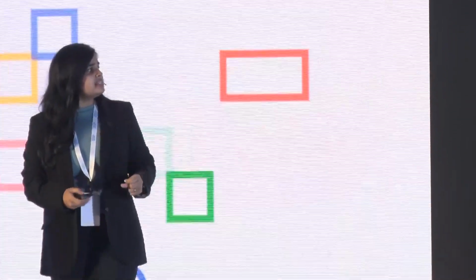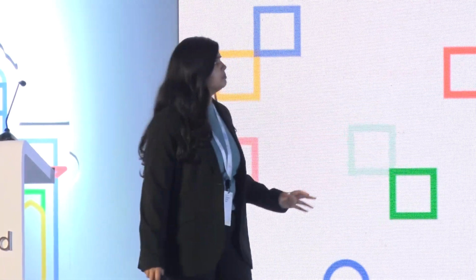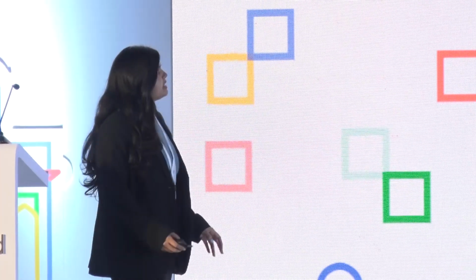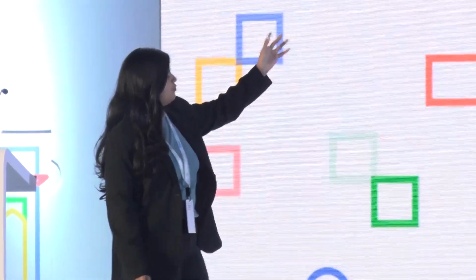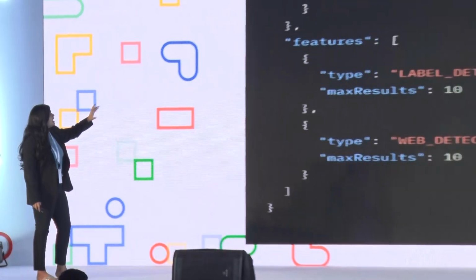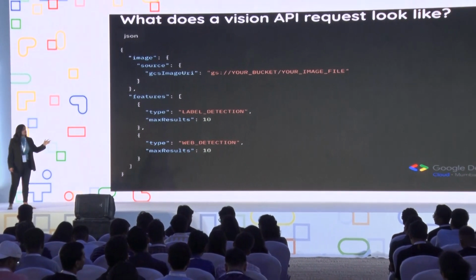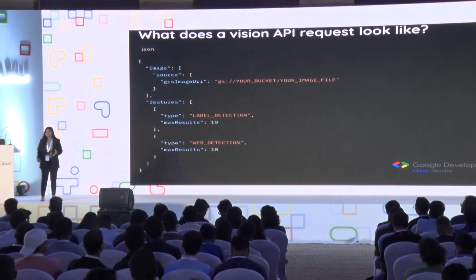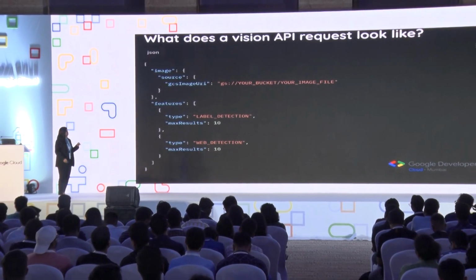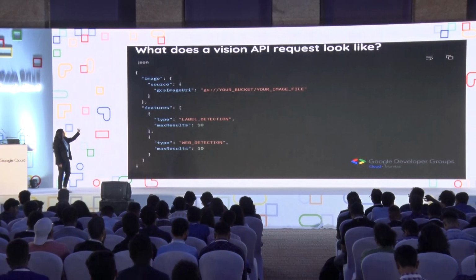Let's see what a Vision API request looks like. Here in front of you, you see a very simple JSON body, which says that we are sending an image. You don't have to worry about it. You can send whichever image you want. You can directly copy the link from the internet and add it here in your code, and it will work.